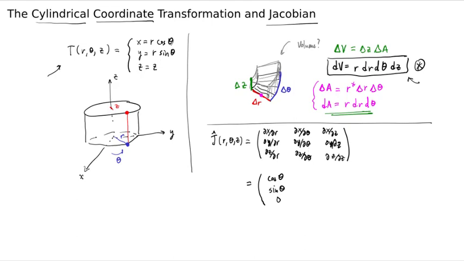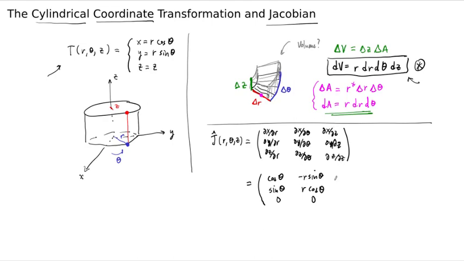And now we go through the theta derivatives the same way. So the theta derivatives are going to be negative r sine of theta. That's the theta derivative of x. Then it's going to be r cosine of theta. And then again 0, because z doesn't have any thetas in its definition either.